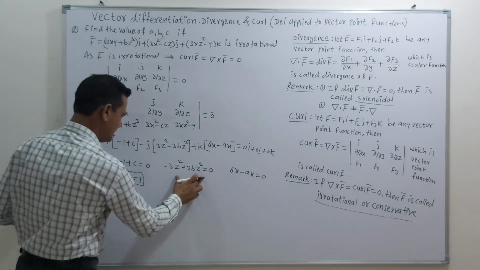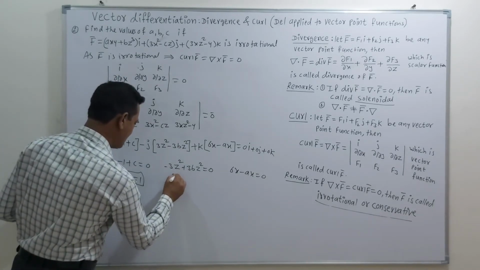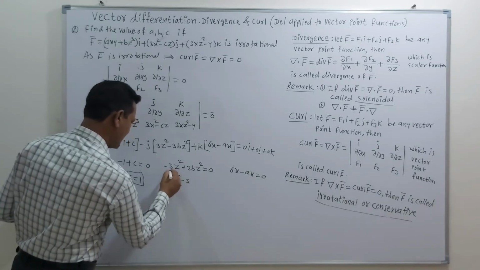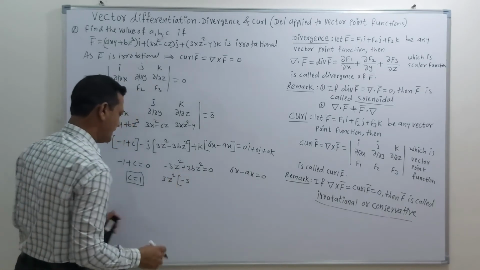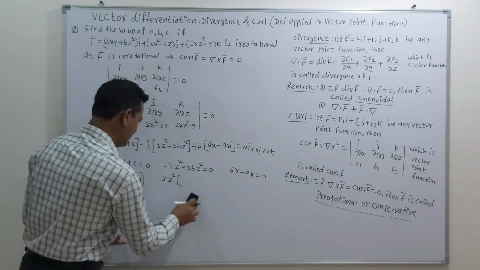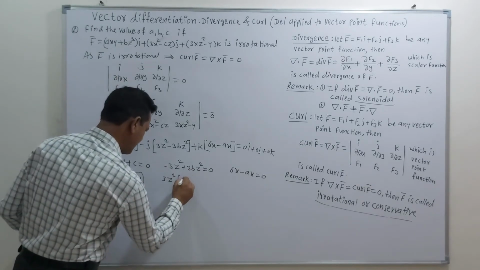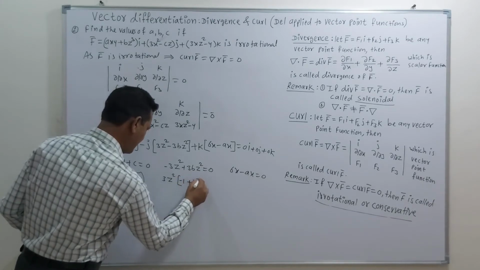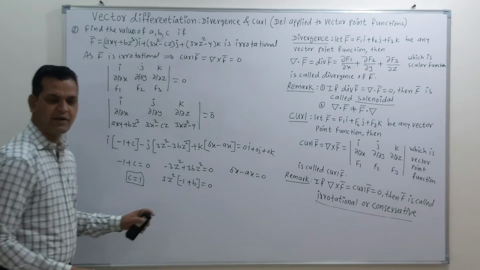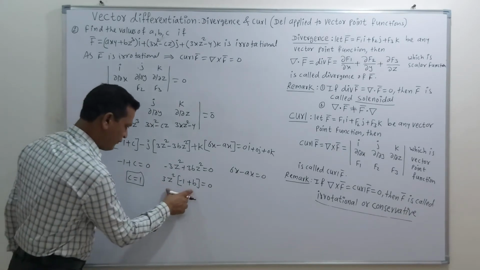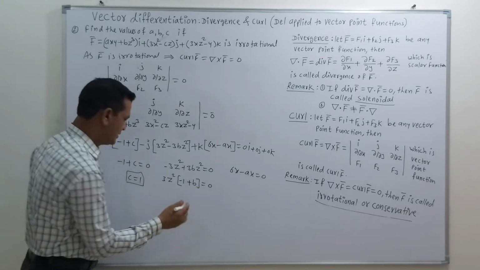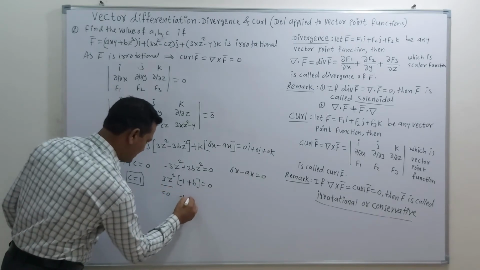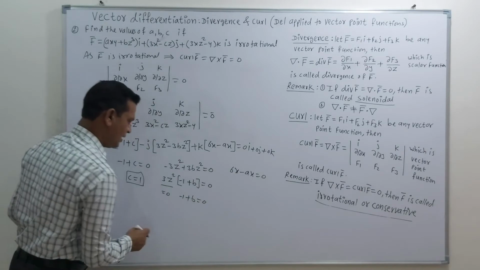Now try to solve this equation. If we take the term z² common, then we get −3. Again, here 3 is also a constant, so we can take this 3 common. Then we get −1 + b = 0. Again, please try to understand that if the product of two terms is 0, then one of them must be 0. Either this term is equal to 0 or this term is equal to 0. That means −1 + b = 0.